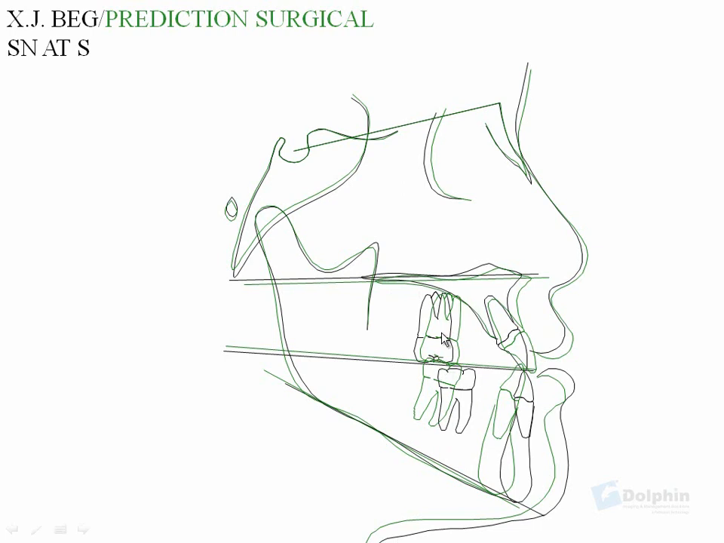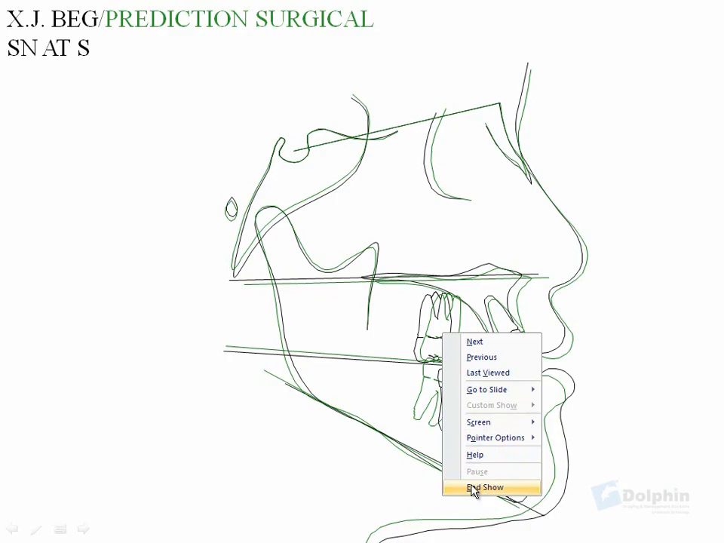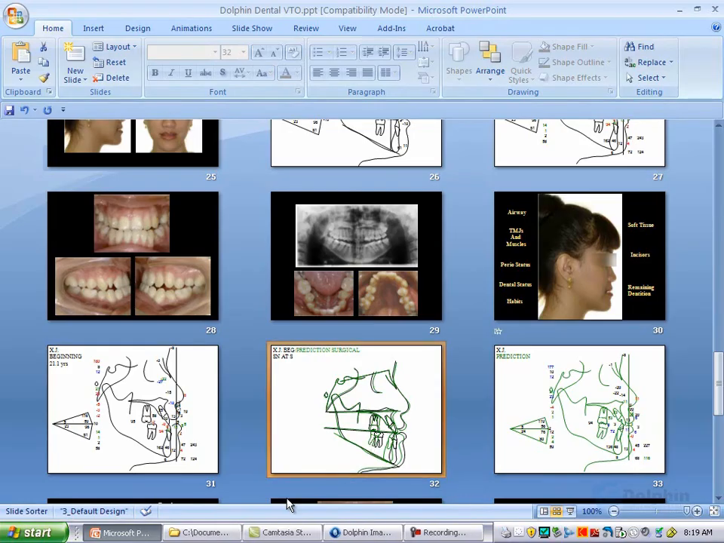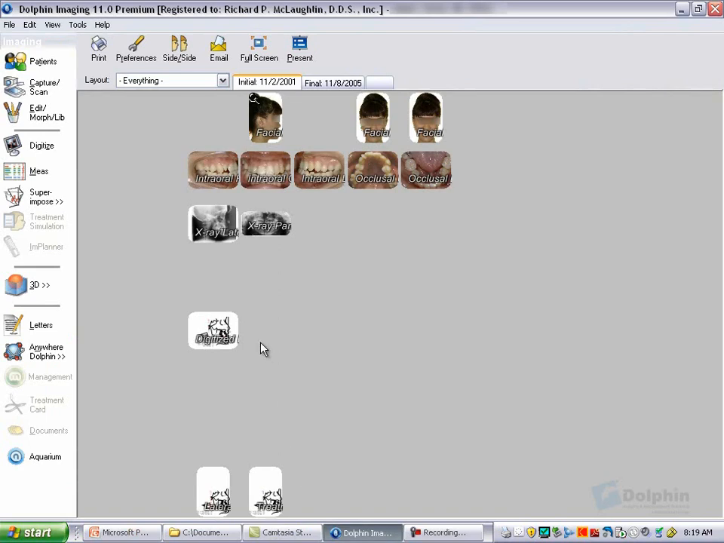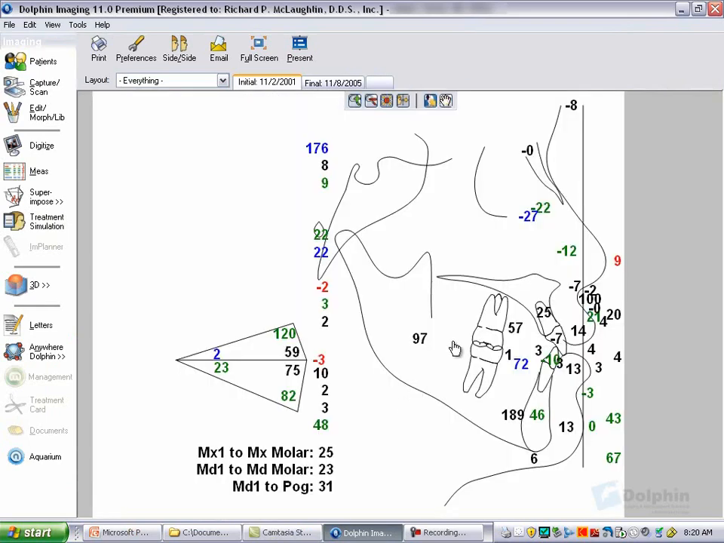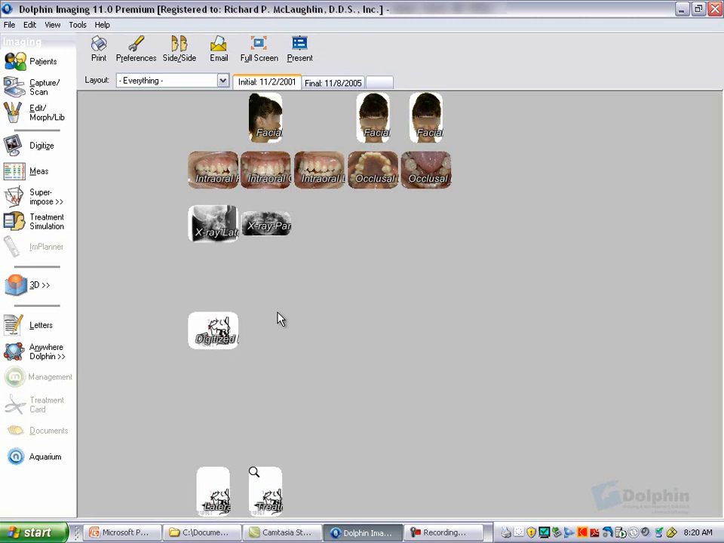All right, now let's leave the PowerPoint and return to our Dolphin main screen. And here you see recorded her digitized lateral ceph. You see a lateral tracing overlay, which can be done to place her face into the cephalometric X-ray, and then again our treatment planning X-ray. So once we've completed this information, we can now move to the surgical VTO.